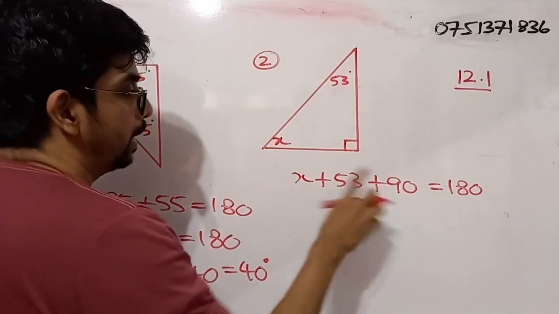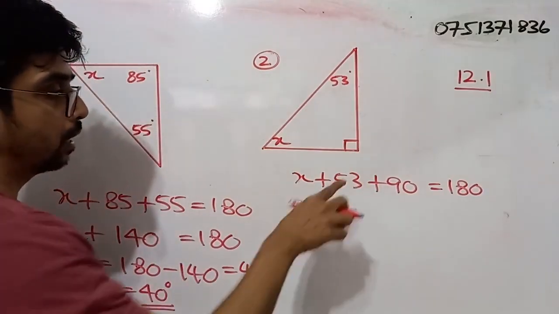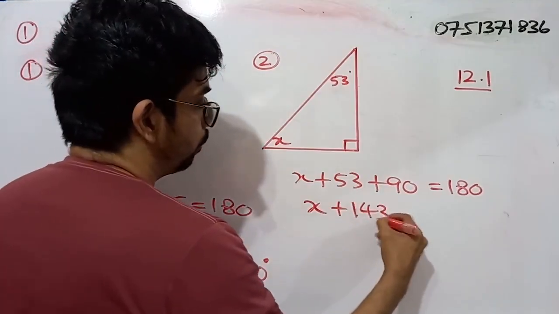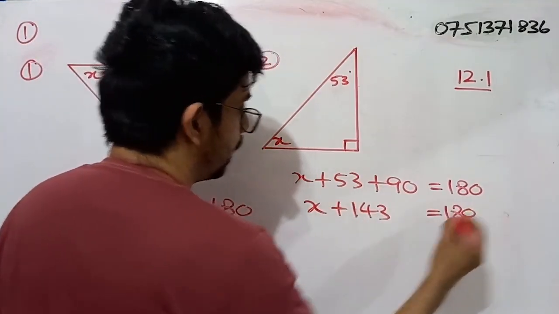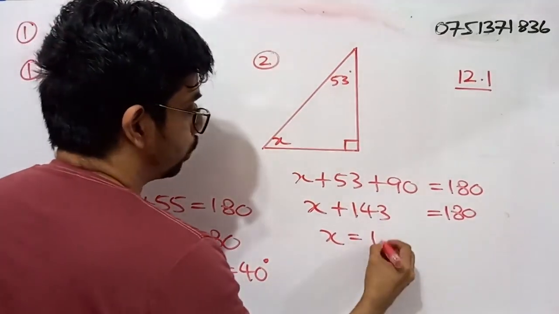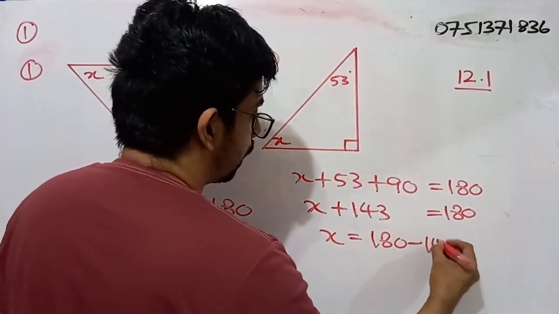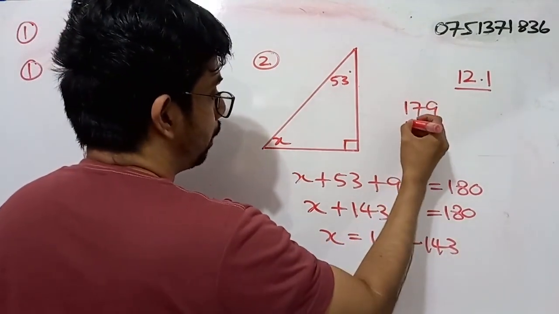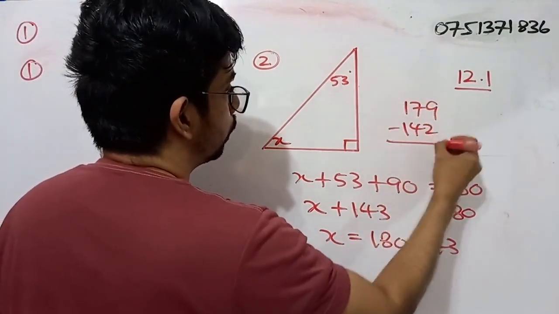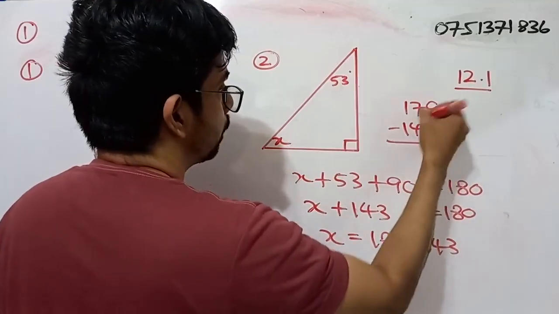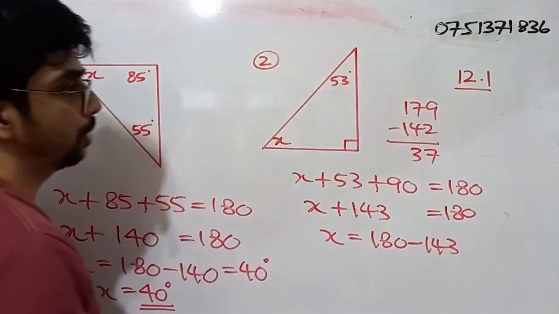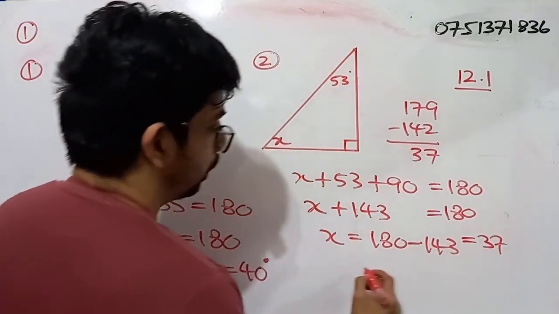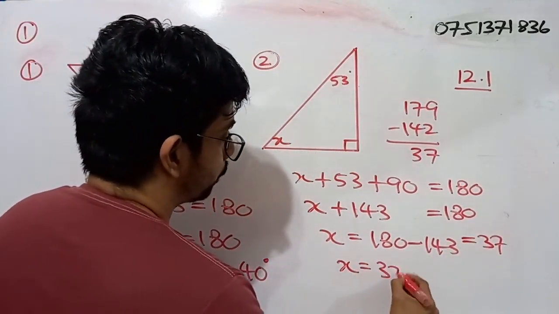So 50 plus 90, that is 140. To that we add a 3. So this becomes what? 143. So this is equal to 180. So X is equal to what? 180 minus 143. That means what? 179 minus 142. 9 minus 2, that's a 7. 7 minus 3, 7 minus 4, that's a 3. So here the value is 37. So X is equal to what?